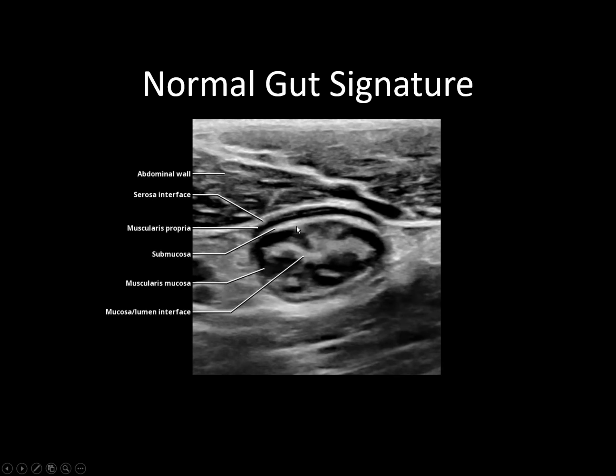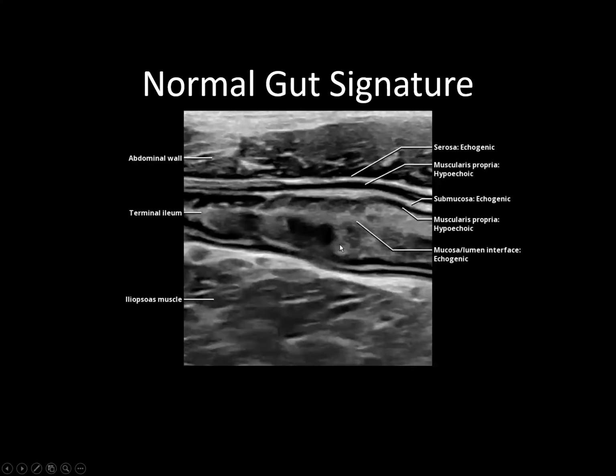The next layer is hyperechoic, the submucosa. After that, you have a hypoechoic muscularis propria, and then the serosa or the visceral peritoneum, which we don't always see because it just blends in with the adjacent fat. Notice that by itself, the normal gut signature, in this case of the terminal ileum, can look like a target sign. So being aware of this normal anatomy is important to not be faked out by just normal findings and calling this an intussusception. Here are the same layers on longitudinal view.